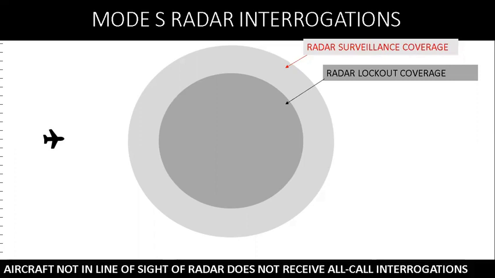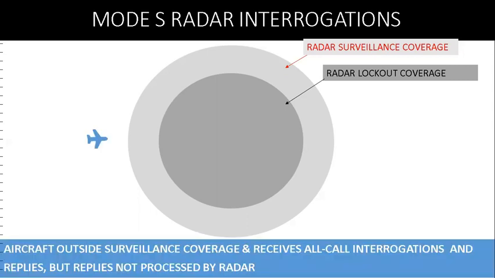Aircraft not in line of sight of MODIS radar will not receive all-call interrogations from the MODIS ground radar. Aircraft outside the surveillance coverage of MODIS radar receives all-call interrogations and replies, but replies are not processed by the MODIS ground radar.